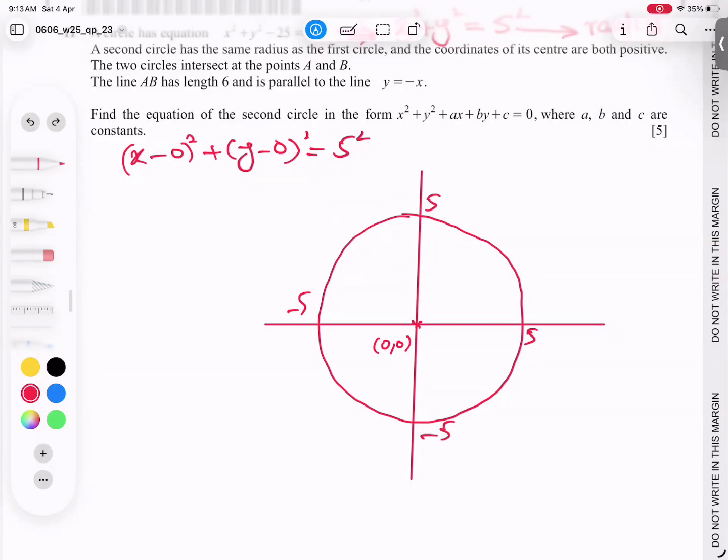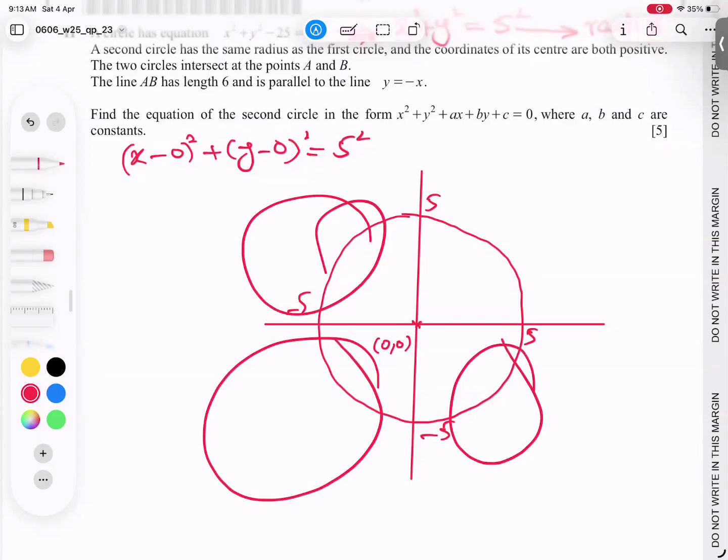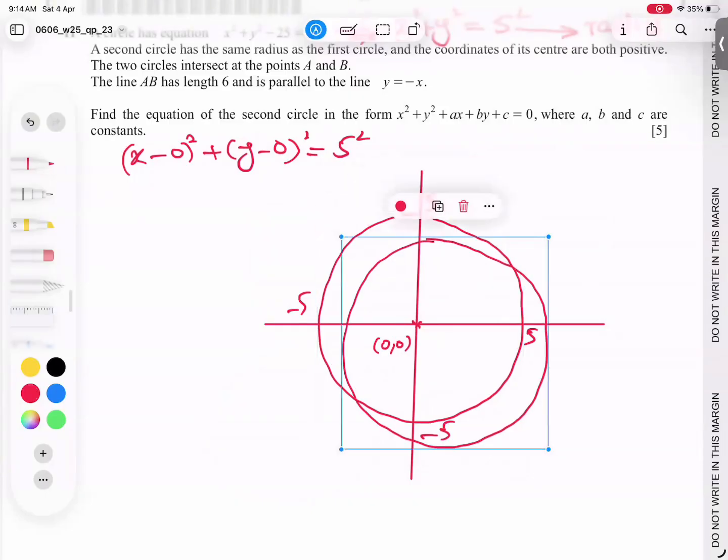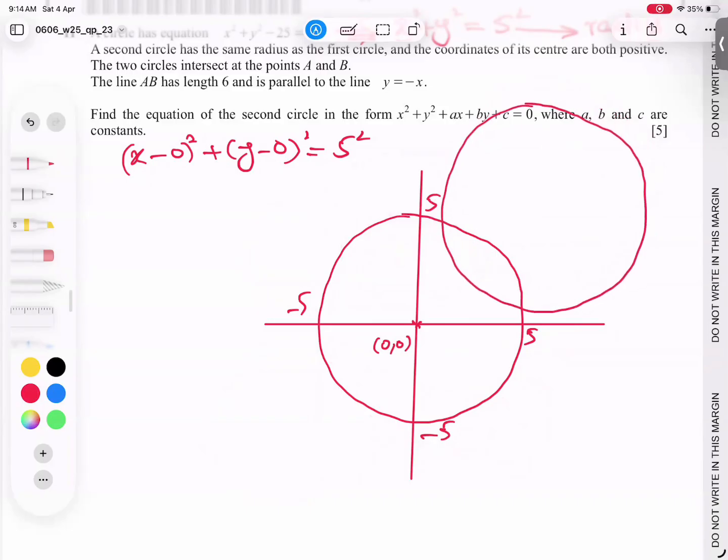He's saying there's a second circle, same radius. It means 5 is the radius of the first circle, and the coordinates will be positive. So second circle, not here, not here, not here. Wrong. The second circle must be here somewhere. Okay, let me draw roughly, or I just make a copy of this and bring it here. Okay, now students, what a story we have.